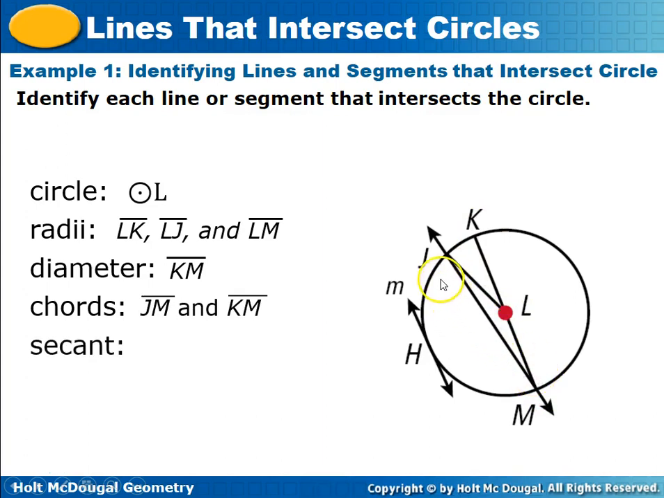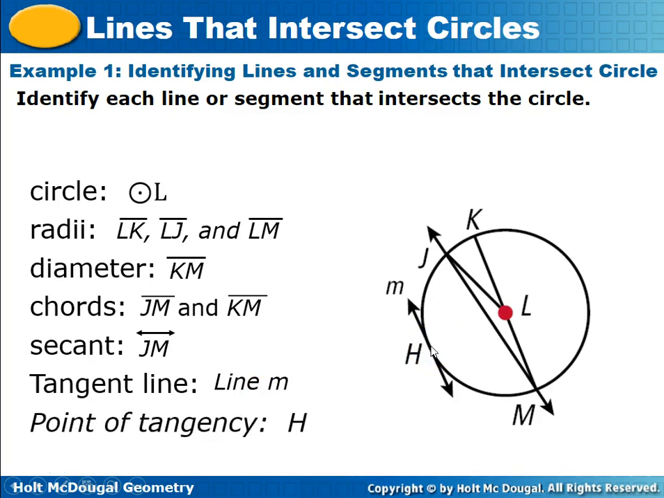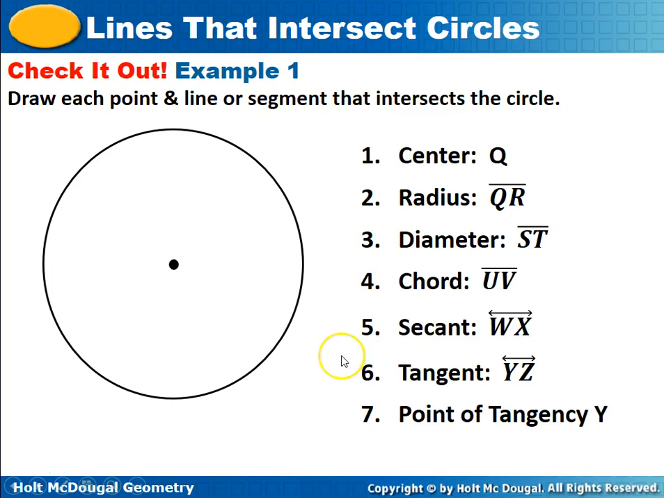Then our secant. A secant is a line that intersects the circle at 2 points. So we only have one line that intersects the circle at 2 points, and that line is JM. And again, we have to designate that with a line symbol over the top of it. Our next thing is a tangent line, and again, we're going to express this tangent line with this little letter M, so we're going to call this line M right here. And then the point of tangency is where that tangent intersects the circle, and that's at point H. Now, I want you guys to go ahead and take this drawing and practice how to do this, and then come back to me when you're done.